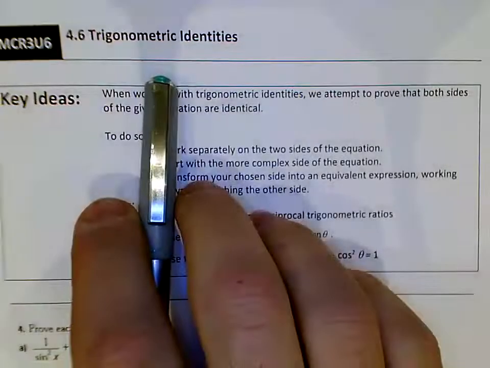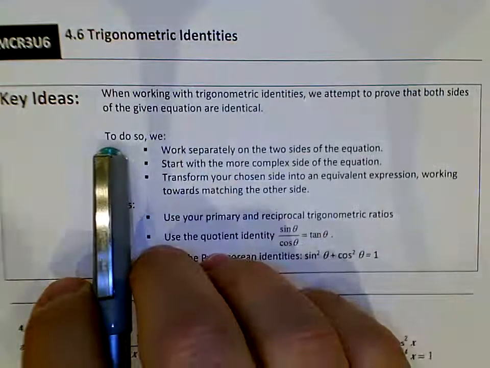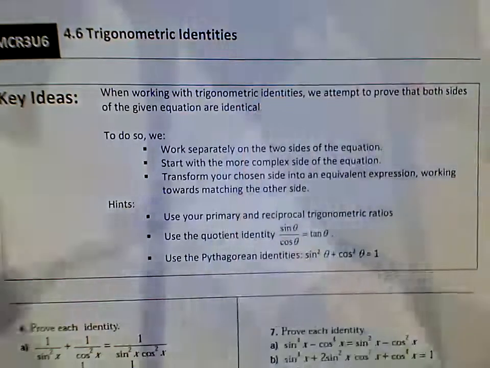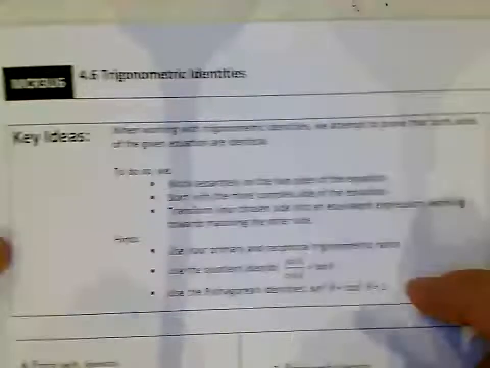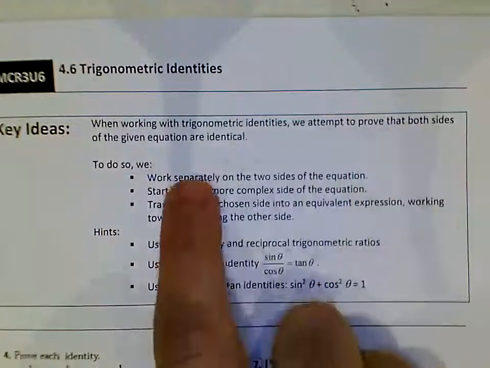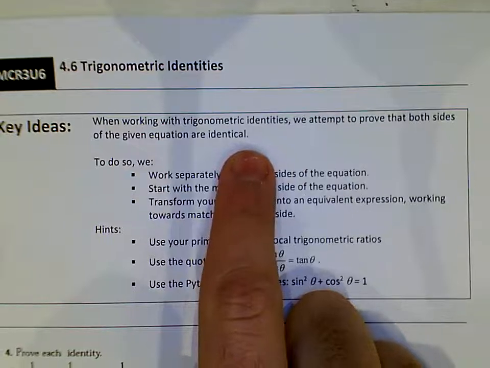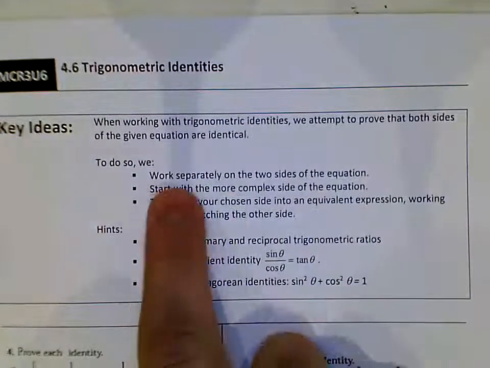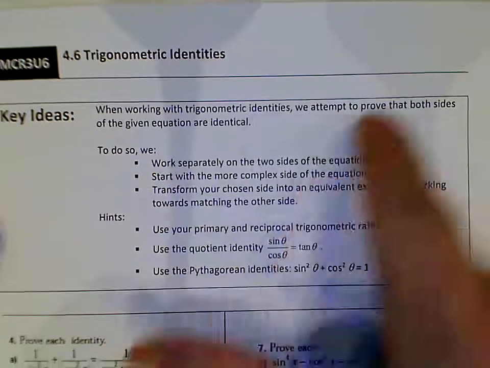Okay, second video on trig identities. So, key idea. When working with trigonometric identities, we attempt to prove that both sides of the given equation are identical. To do so, we work separately on the two sides of the equation.